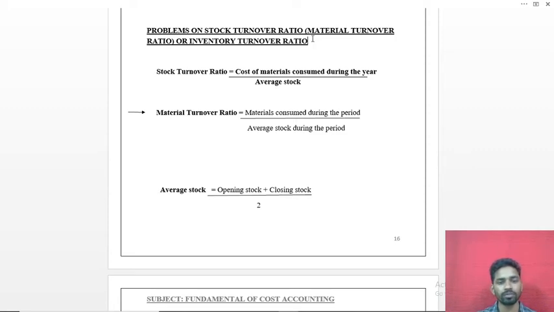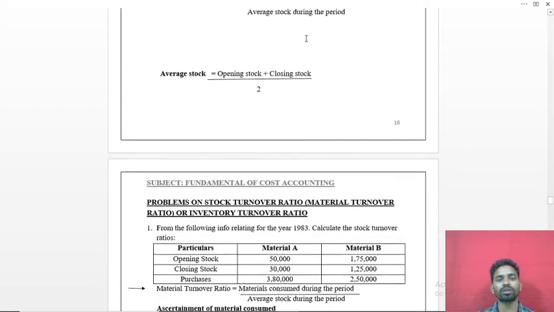And the formula for the material turnover ratio is material consumed during the period divided by average stock during the period. How to calculate this average stock? Average stock is calculated like this: opening stock plus closing stock divided by 2. So these are the formulas you have to keep in mind to solve the problems on stock turnover ratios.